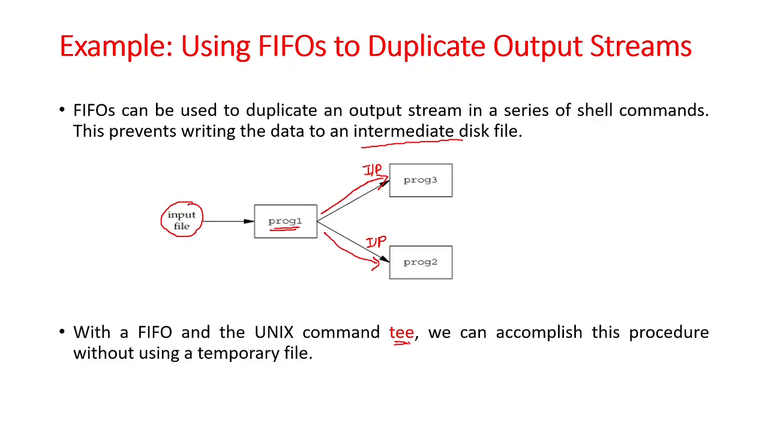Since we already know how the FIFO works, we should understand how the T command works. T is a simple program, and it copies its standard input to both its standard output and a file name given in the command line. I'll give an example.